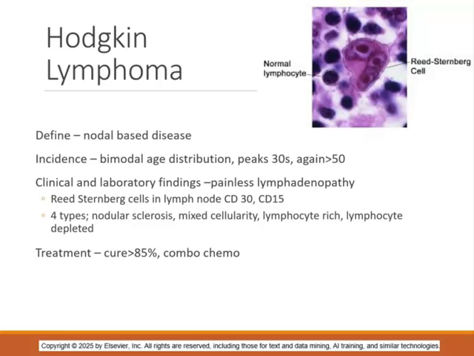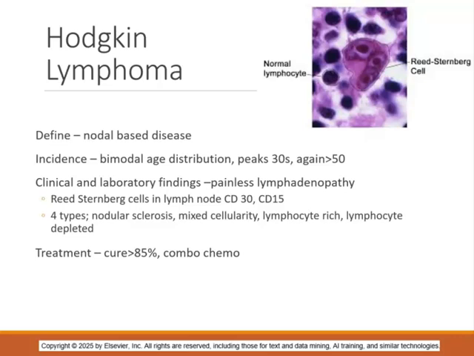And what's unusual when they do the biopsy is that they see these Reed-Sternberg cells, and they call them the owl eye-like cells. I mean, you can see the picture up there in the top right compared to a regular lymph. It's only seen in the lymph node. You will not see this in the blood. They're positive for CD30 and CD15.